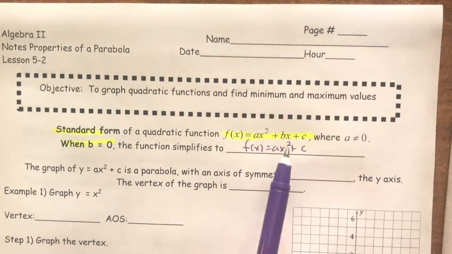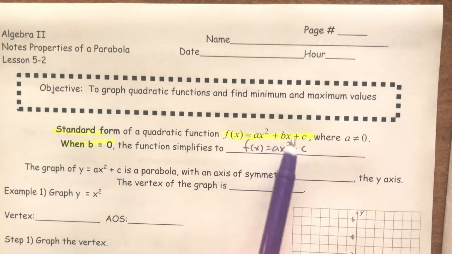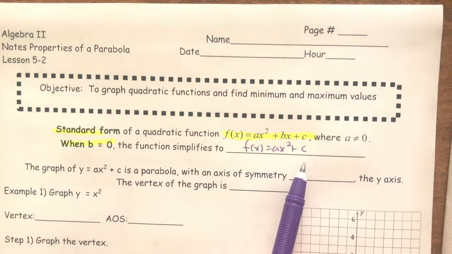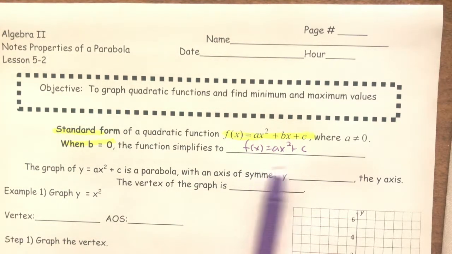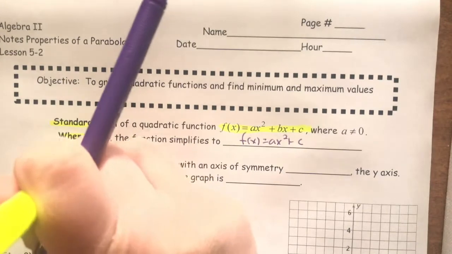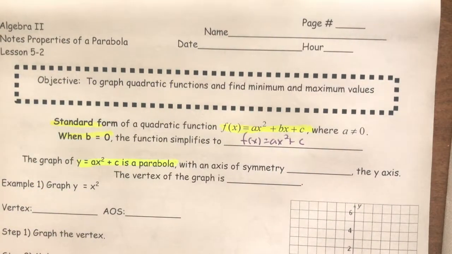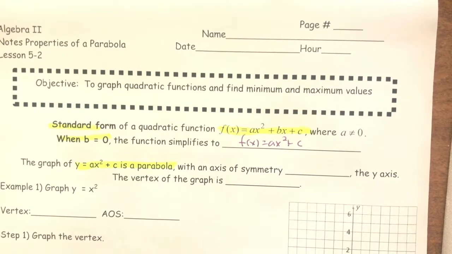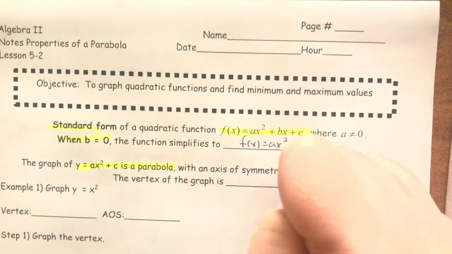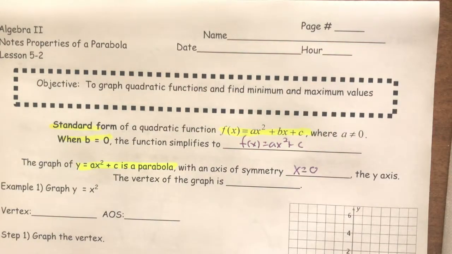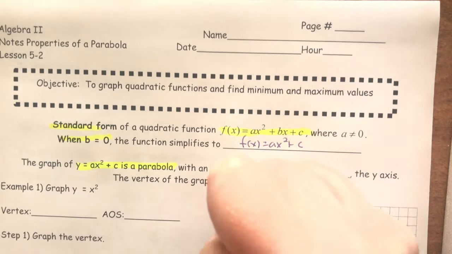So when our b value is equal to 0, the linear term will go away, and we're going to be left with f of x equals ax squared plus c. This is still a quadratic function, so the graph of f of x equals ax squared plus c is going to be a parabola. The second highest degree is 2, so it's still quadratic. The graph is still going to be a parabola, and it's going to have an axis of symmetry of x equals 0, where the vertex of the graph is going to be 0, c.